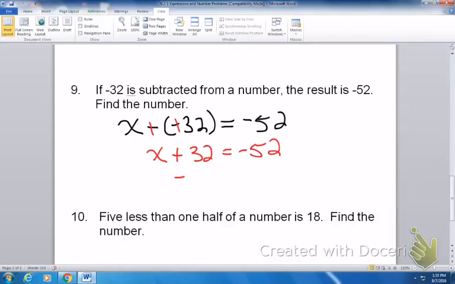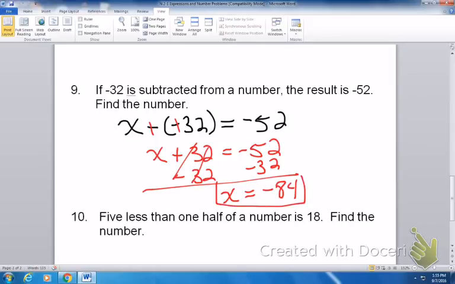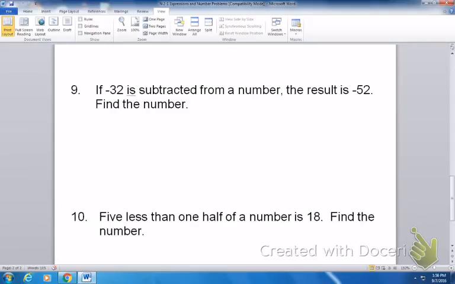Now we can solve this by subtracting 32 from both sides. The 32's cancel, and I get x equals negative 84. Watch your arithmetic there. Don't mess up the negatives. Let's do the last problem and we'll be finished.